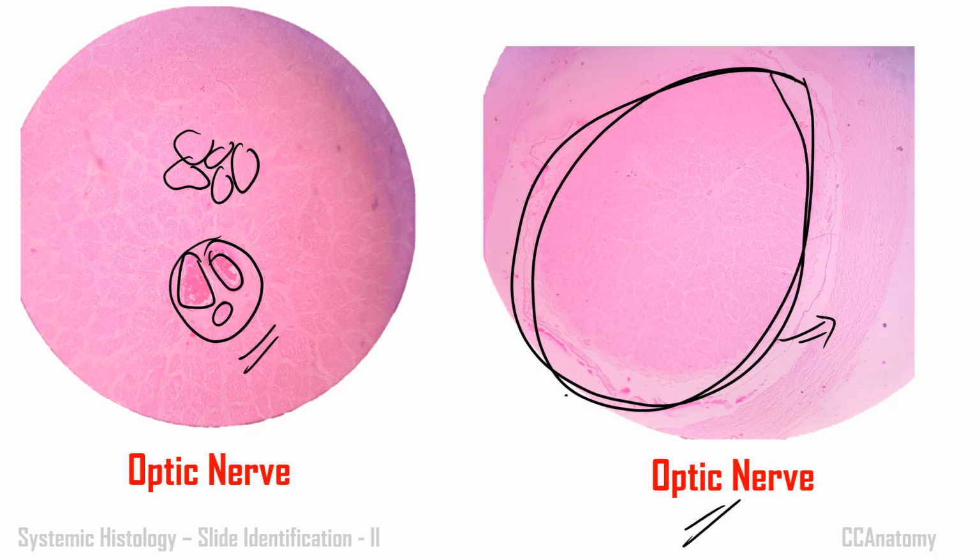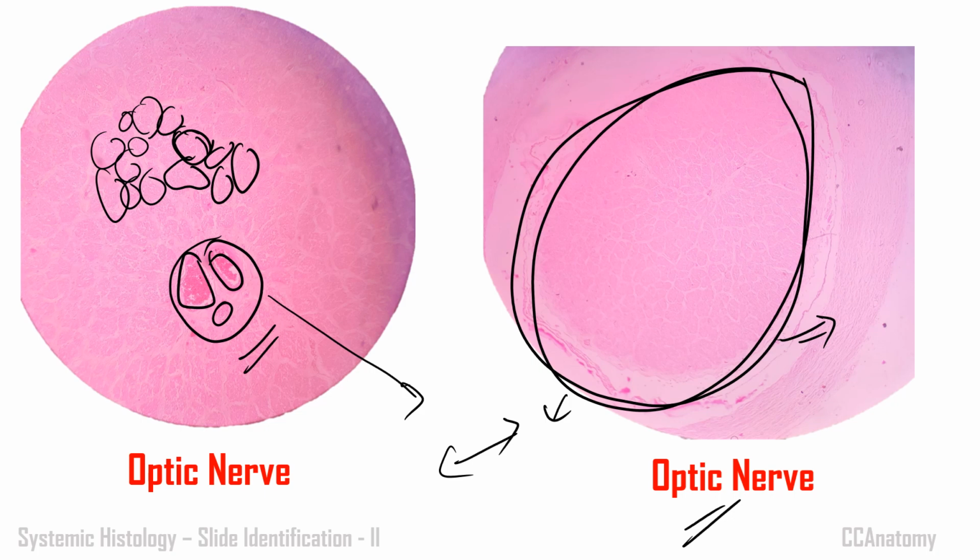If this covering and these blood vessels were lacking, then it would be similar to the slide of any peripheral nerve. It may be a cranial or spinal nerve, because you can see multiple bundles or cross sections of axons, bundles of axons. Those are the nerve bundles. This is how you can identify the optic nerve.